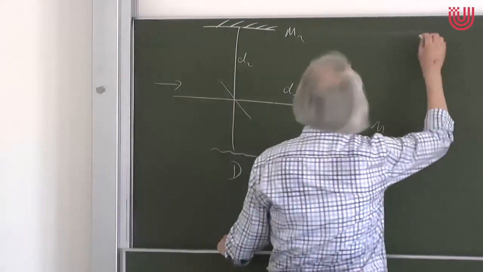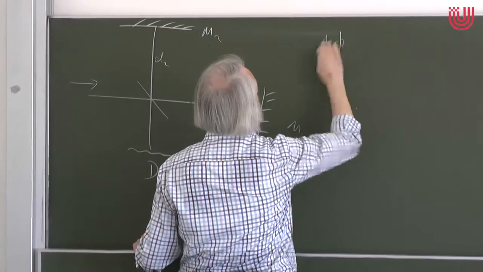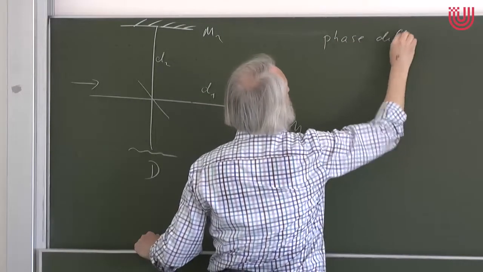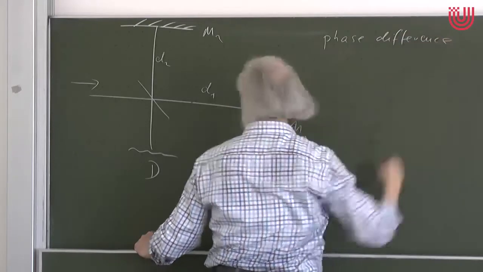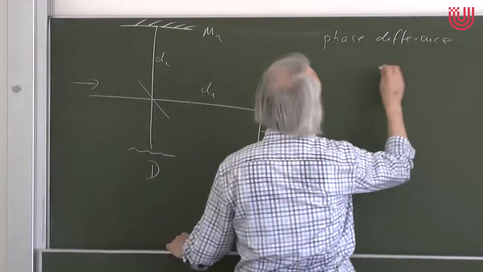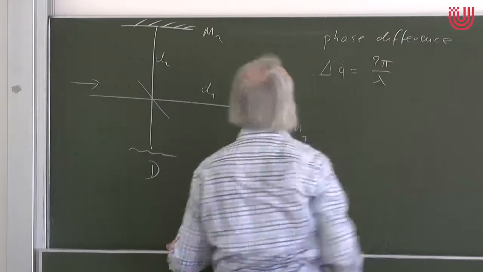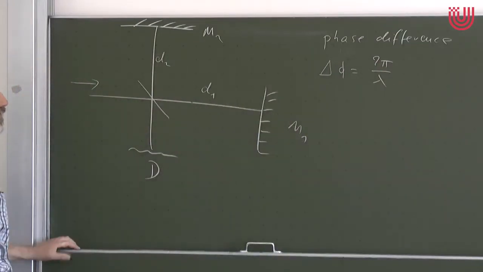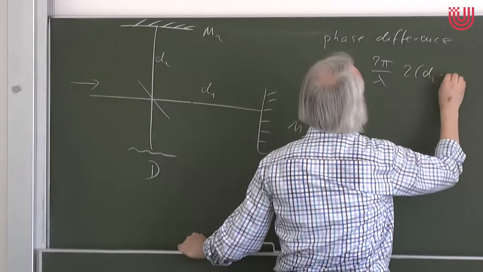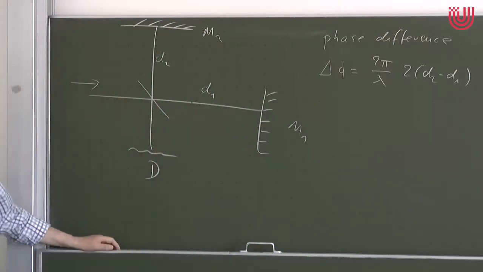And the formalism, the formula for this, I hope everybody remembers: the phase difference, this is the relevant quantity which you can read on the detector in terms of bright or dark fringes. The phase difference is given by 2 pi over lambda. Lambda is the wavelength of the laser which we are using, and then 2 times D2 minus D1. 2 times because the beam goes back and forth.